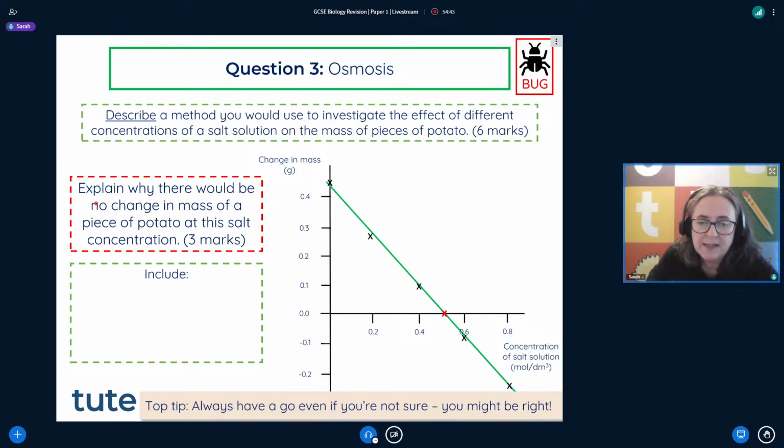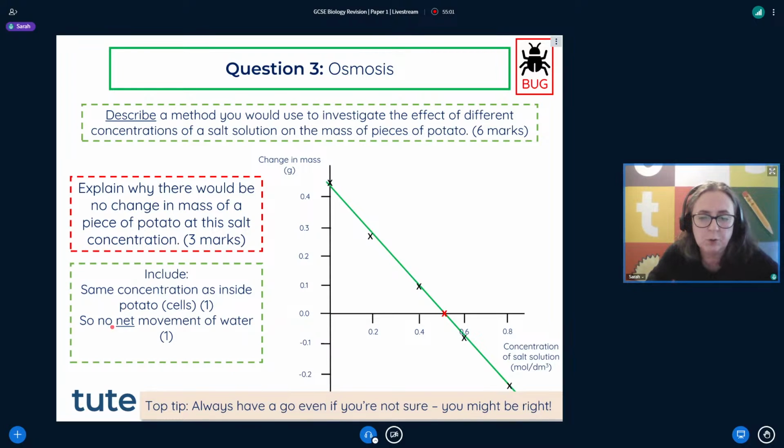Okay, so the next question is explain why there would be no change in mass of a piece of potato at this salt solution. Well, for 3 marks, what you need to say is basically it's the same concentration as inside the potato cells, and therefore there's no net movement, and that's an important word. Water is going in and out of these cells, but if it's at a concentration which is the same as the potato cells, it's going to go equally in and equally out because the concentration is the same. And that's what we mean by net movement.